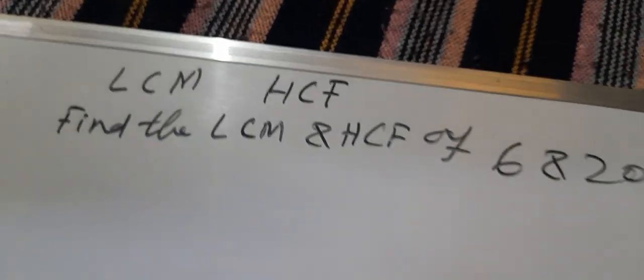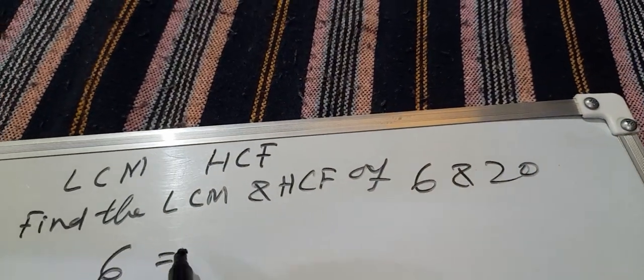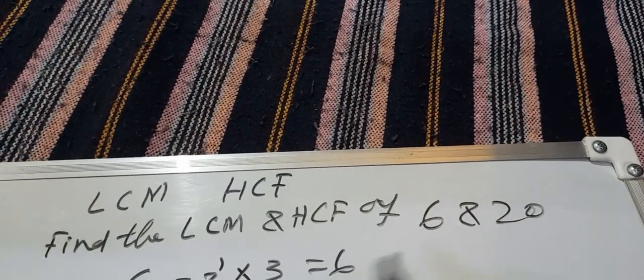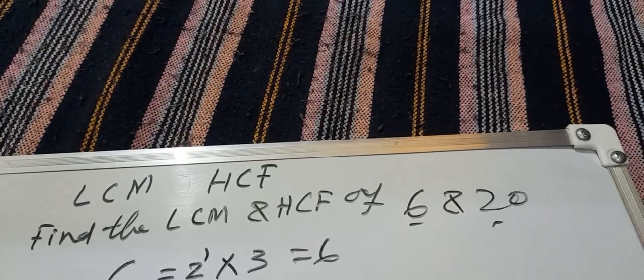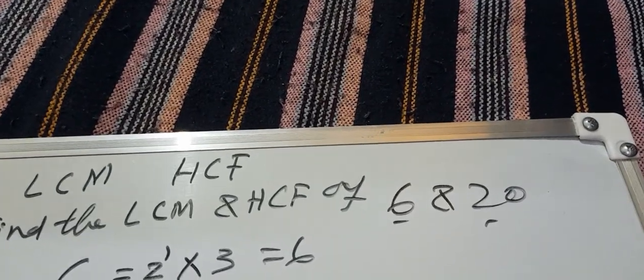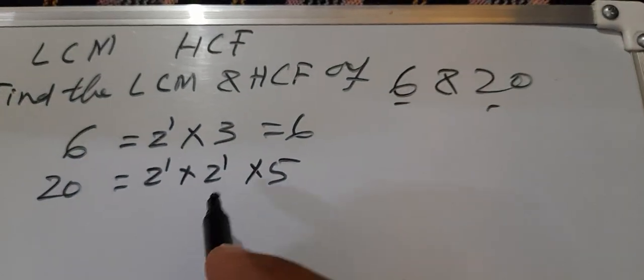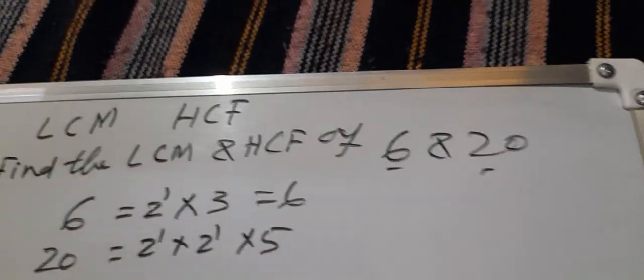So how will we find the LCM and HCF? It is based on prime factorization. The factorization of the number 6 is 2 to the power 1 into 3, equal to 6. Another number is 20, which is 2 to the power 2 into 5.